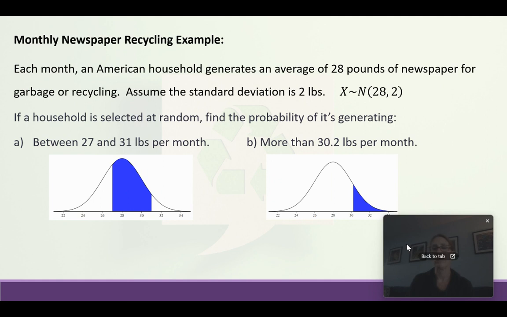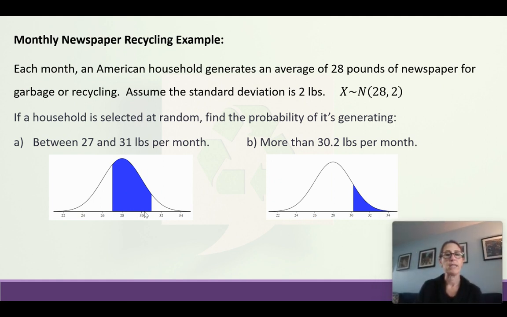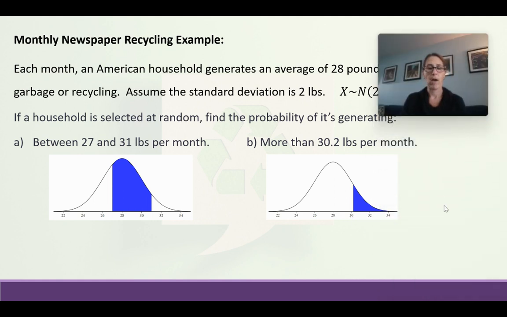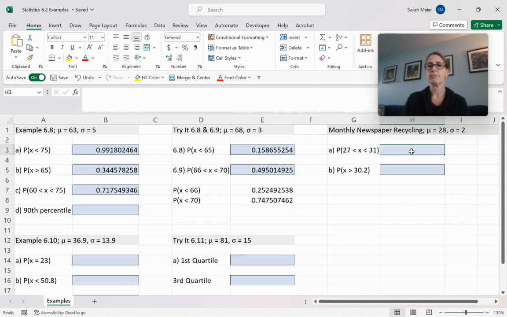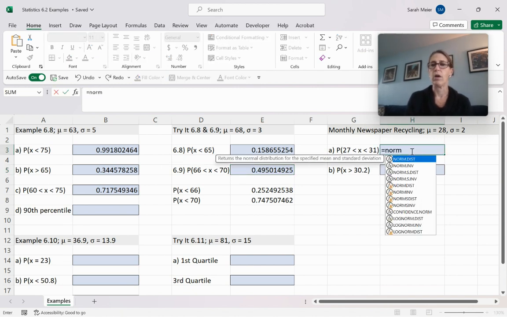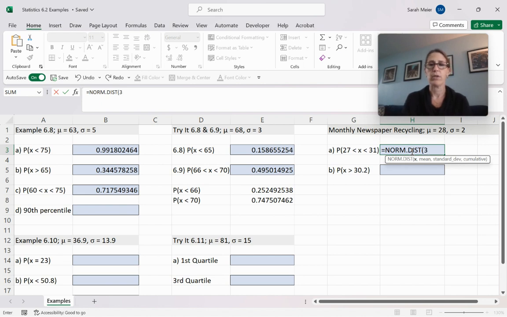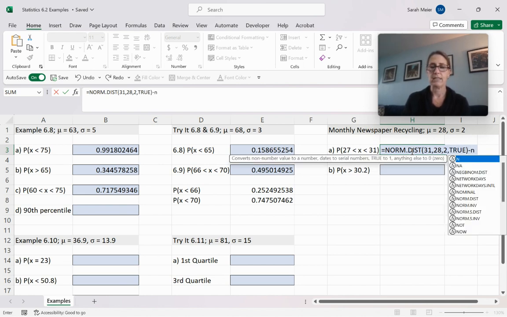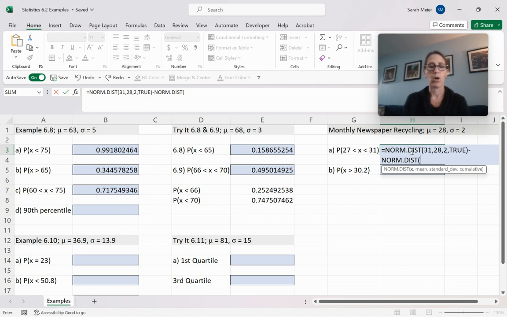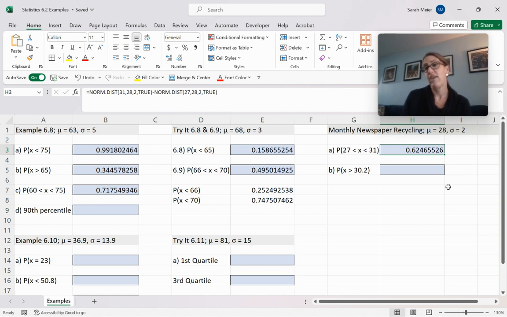So here's what our graphs would look like. This is between 27 and 31, and this is greater than 30.2. So if we pop over to Excel, we do the between. I'm going to do them in one cell here. So 31, comma, my mean is 28. My standard deviation is 2, and I have the word true, minus the normal distribution for 27. My mean is 28. My standard deviation is 2, and the word true. And I get 0.625.